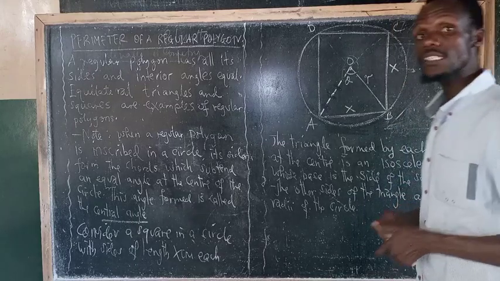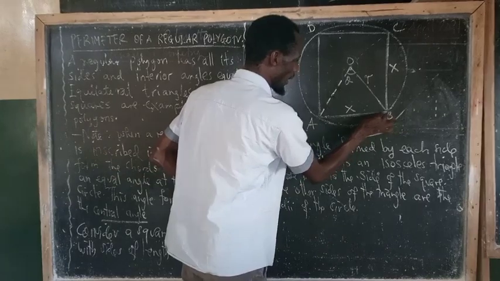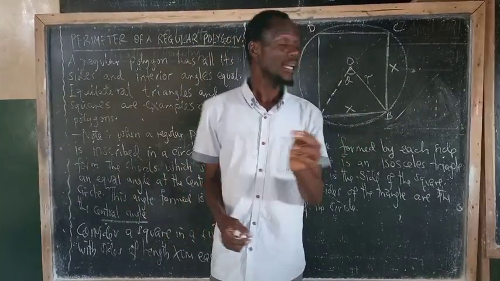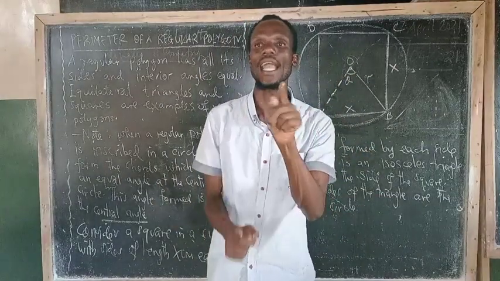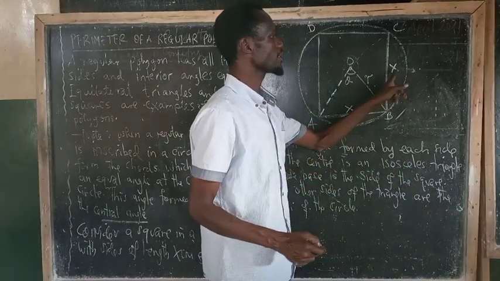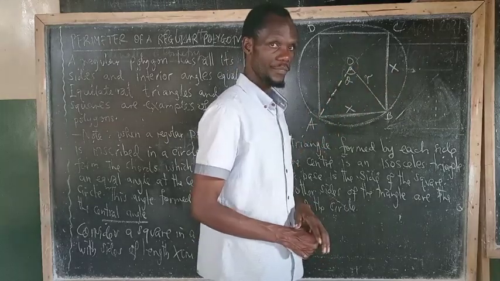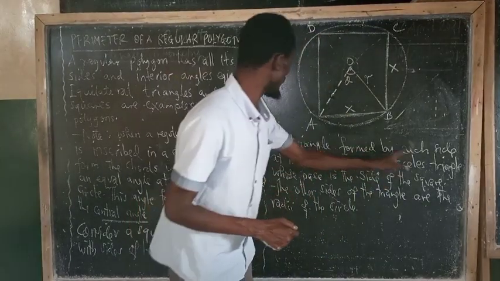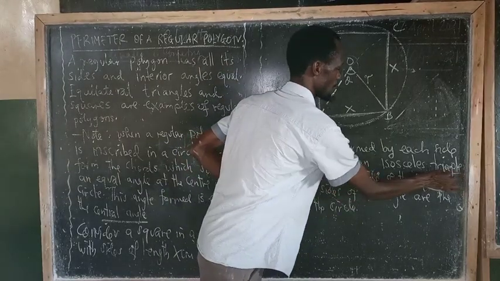Each side is named x. This side of the square is x. As we have said, this is a regular polygon, which means all of its sides are equal. If here it is x, here it is x, here it is x, and here it is x. The triangle formed by each side at the center is an isosceles triangle.